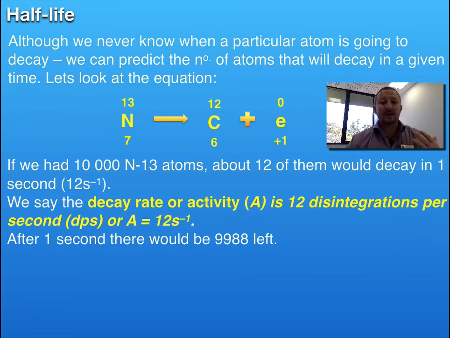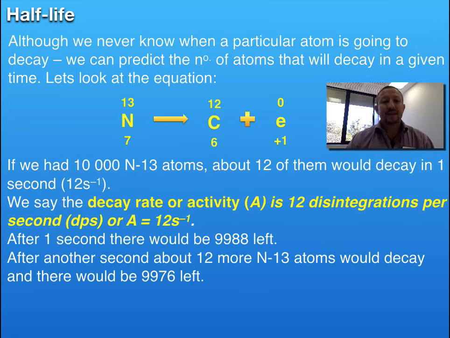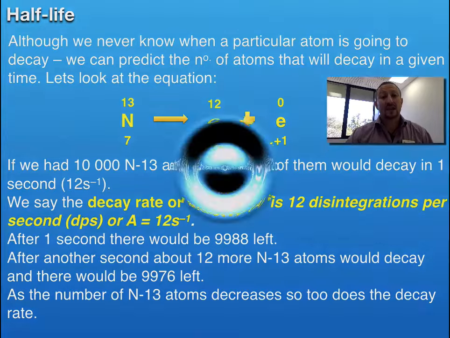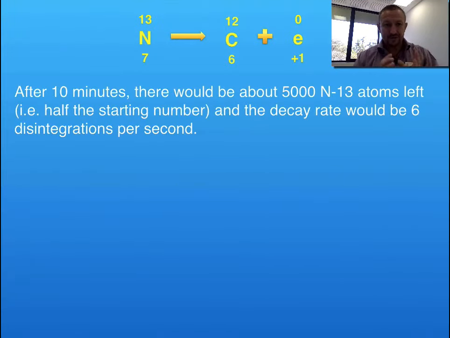So after 1 second, we get 9,988 atoms left over. After the next second, 12 more atoms would decay, and we get 9,976, and so forth. Now, what's happening is, as the number of atoms decreases, so does the decay rate of the sample.